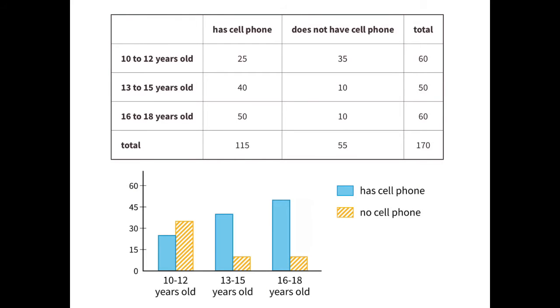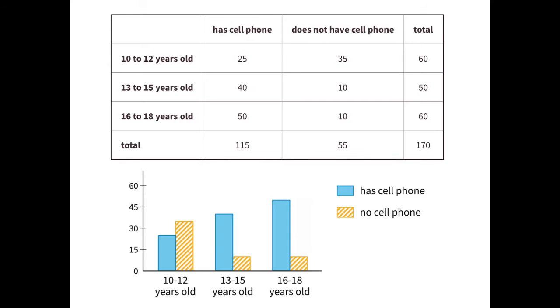Okay, going back to this slide to answer a couple of these questions. It's called a two-way table because we are looking at two different types of information. First, we're looking at how old they are, and then the second type of information that is also in the table is if they have a cell phone or do not have a cell phone. And so the 25 in this table would represent the number of 10 to 12-year-olds that have a cell phone, and then the 55 would mean the total of people that do not have a cell phone.